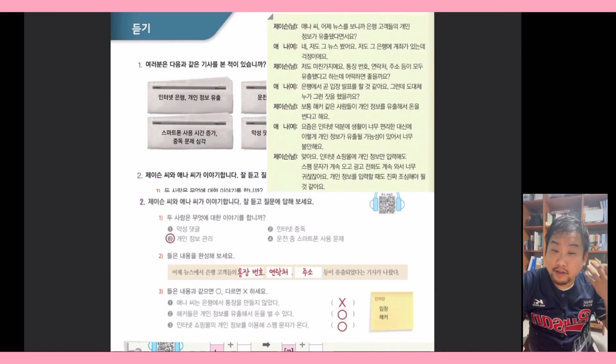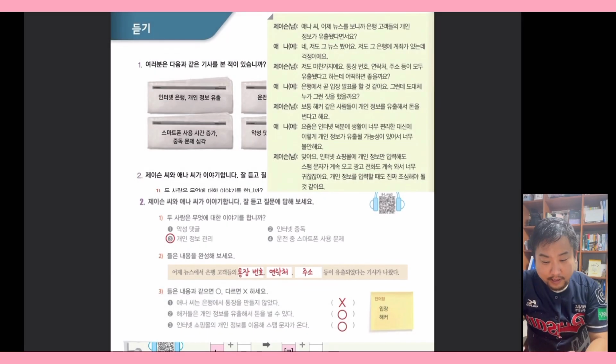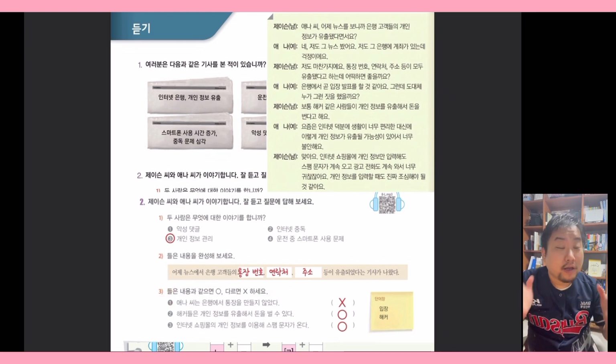Let's jump to the listening section here. 인터넷 은행. So 인터넷 은행 is an internet bank. We say internet banking. It's English, not Korean, but we use internet banking. So number 2, 두 사람은 무엇에 대한, what are the two people talking about, and number 2 and 3. So let's see the script. But you need to listen by yourself alone, right?